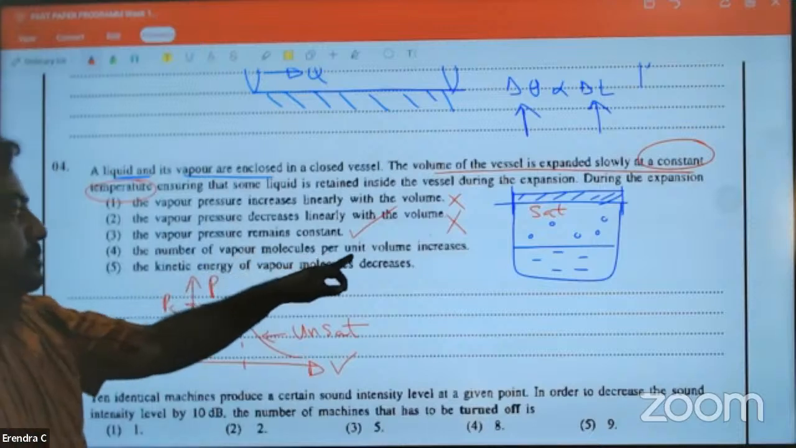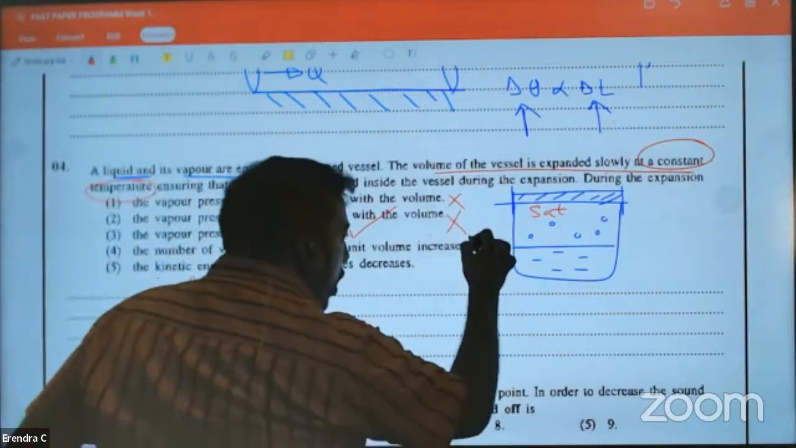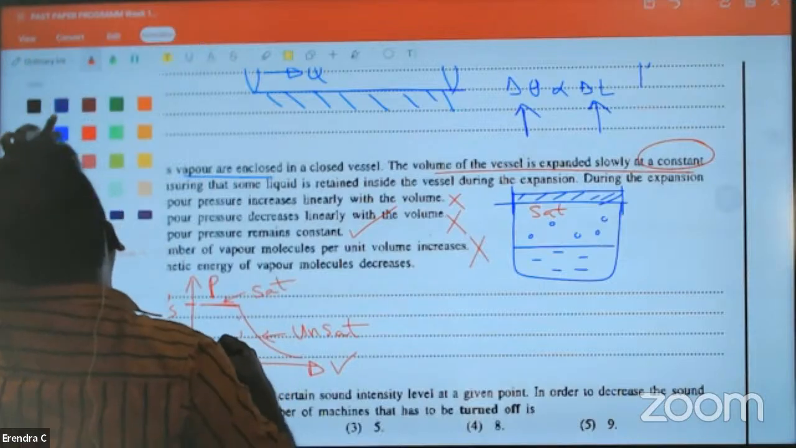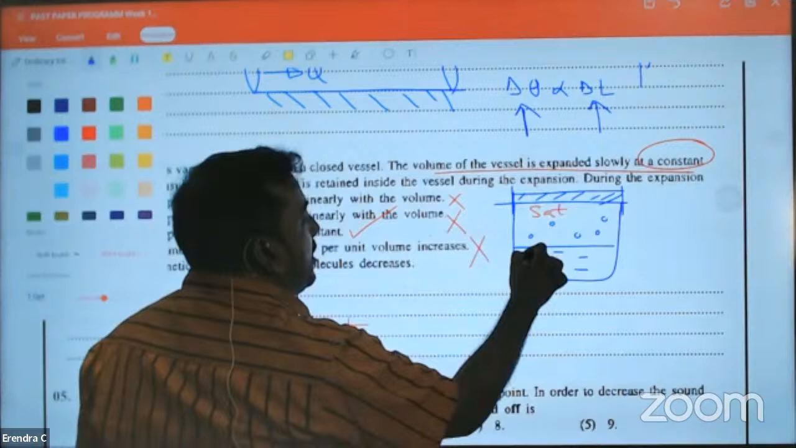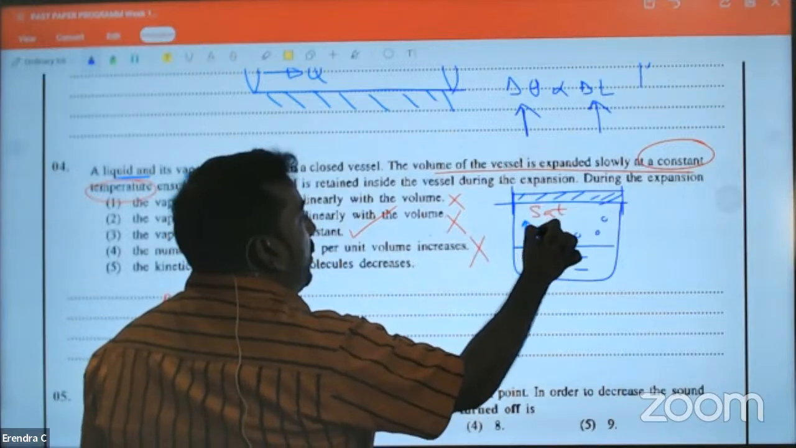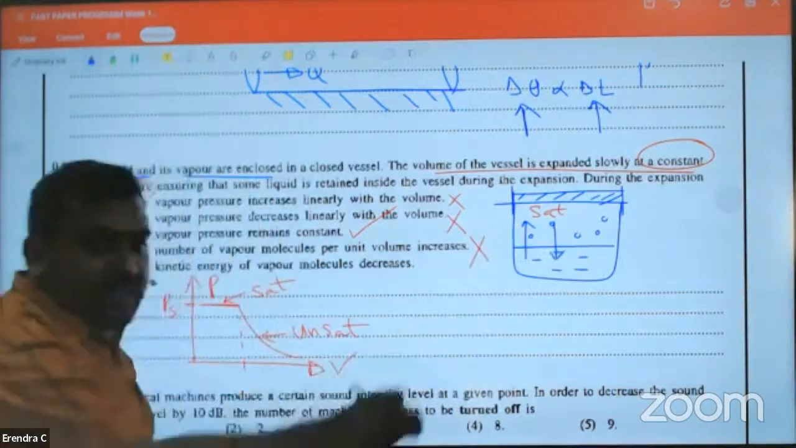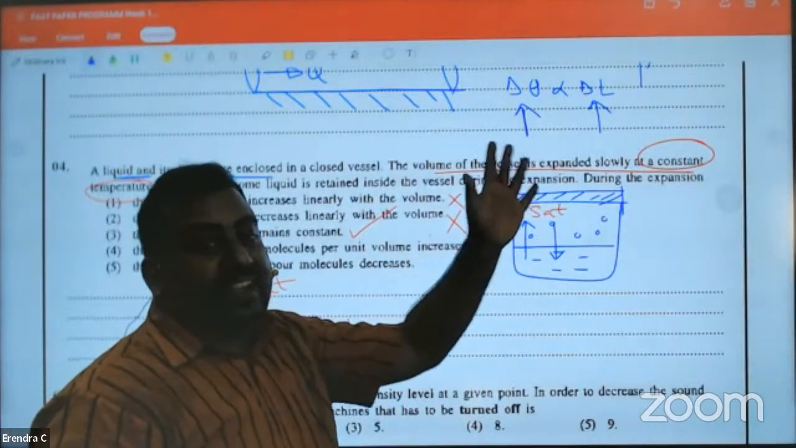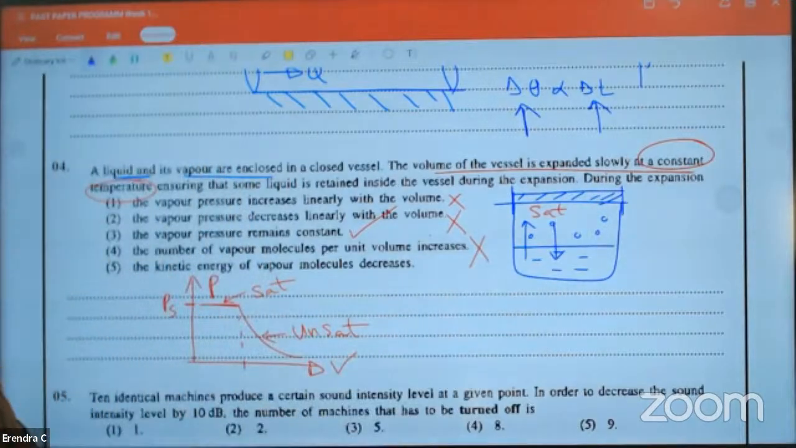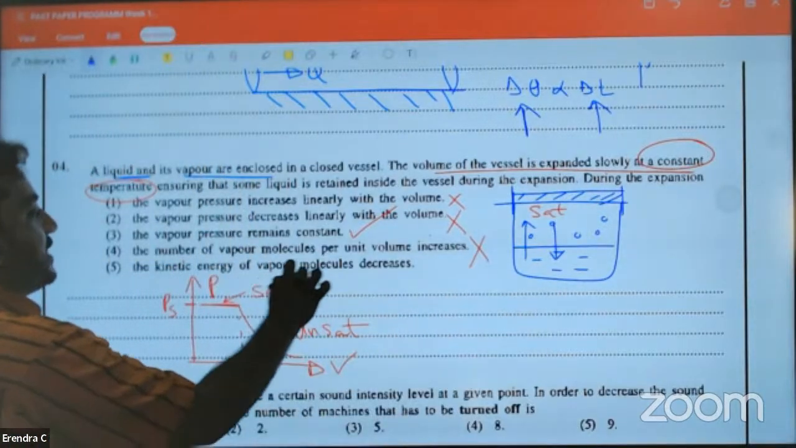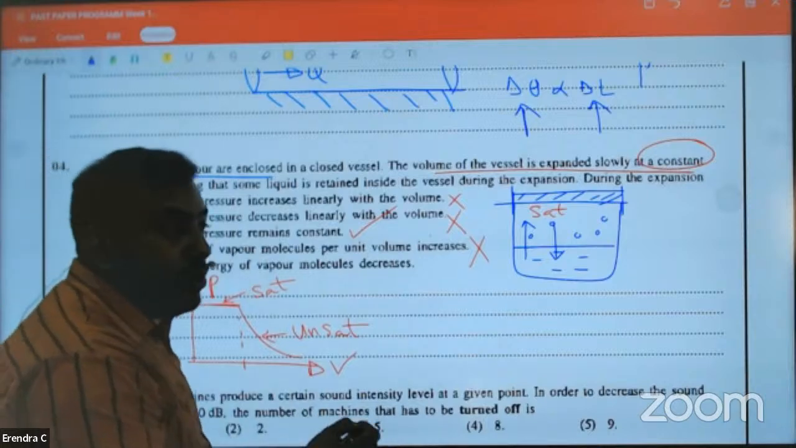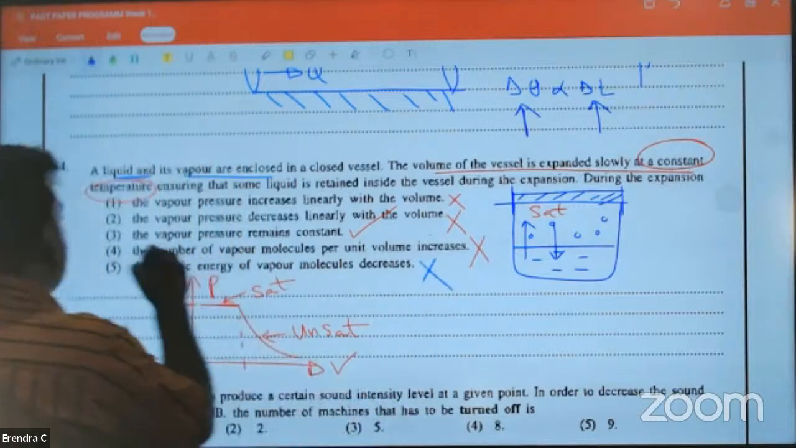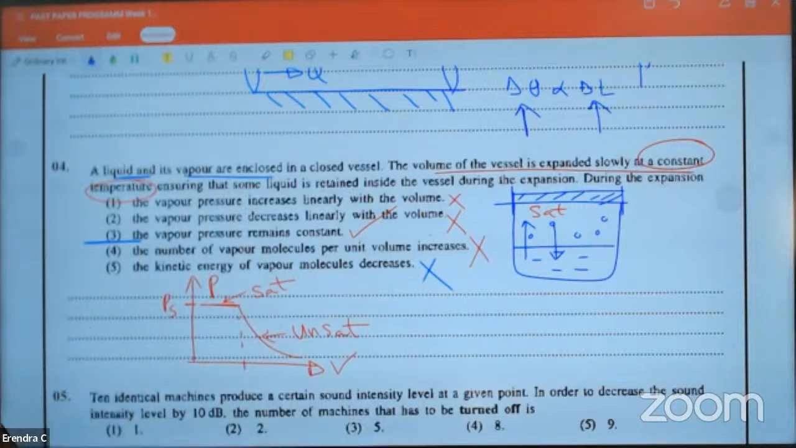Number of vapor molecules per unit volume increases: wrong. Saturation occurs. Tell me what happens: the rate of evaporation equals the rate of condensation, so the number of molecules here will never change. Kinetic energy of the vapor molecule decreases: wrong. Temperature is constant, so kinetic energy can't change. Correct answer is answer number 3.